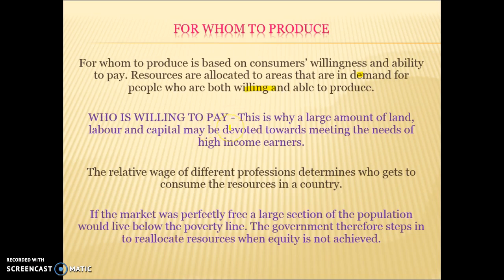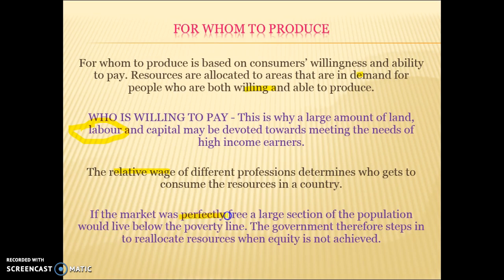So who is willing? Well, in Australia, that is generally those that own land or they have access to higher quality capital or labour resources. So most of the products that are produced will go towards those that are willing and able to pay, because that's how you're going to generate an income. So the question of for whom to produce is based on people's relative wages, and that determines who gets access to resources within a country. So relative prices, relative wages determine who gets access to goods and services. Those with higher relative wages get paid more and get more access to goods and services.